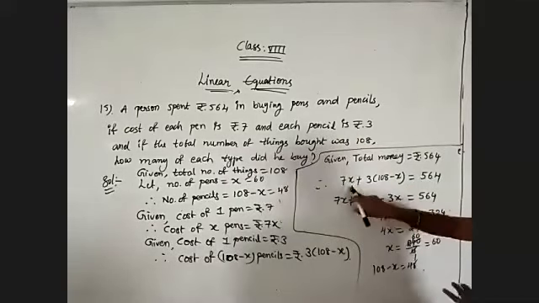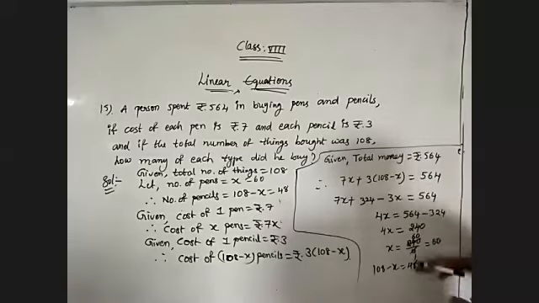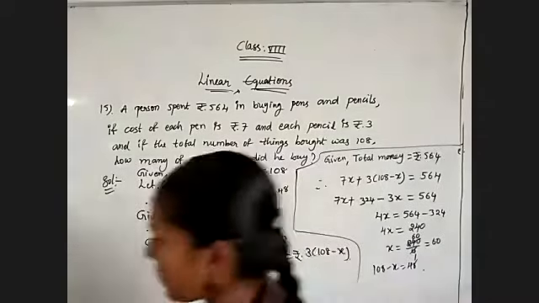So money spent for pens plus pencils will give us total money. That's all. By simplifying that you will get the number of pens. After that, the number of pencils we will find. Okay. Now coming to the next type.